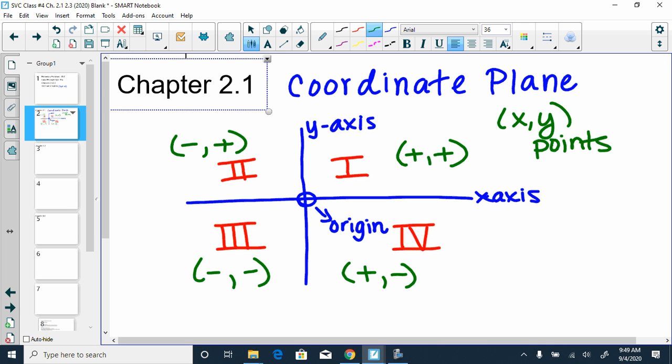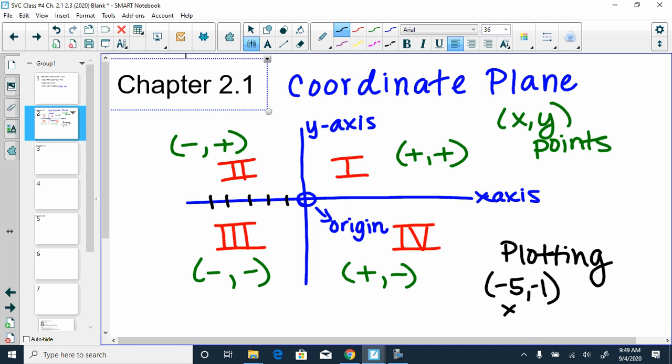I am going to require you guys to plot points. So you will have to plot points. I'm really not going to go over plotting points. But I do have one on the test. So for example, what if I wanted you to plot -5, -1? You plot the x value first, which is -5. So you would go left, 1, 2, 3, 4, 5. And then you would go down 1 on the y, and that point would be somewhere in that vicinity right there. Okay, so that's the idea.